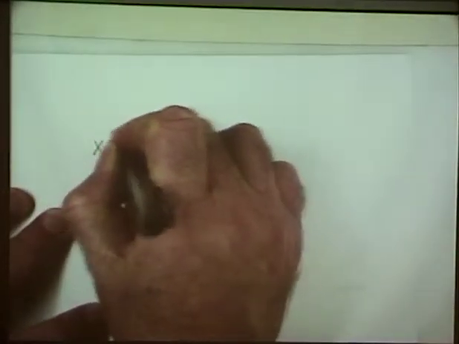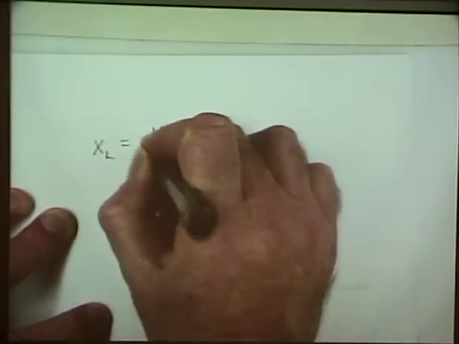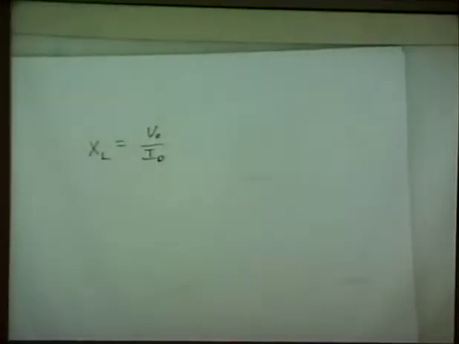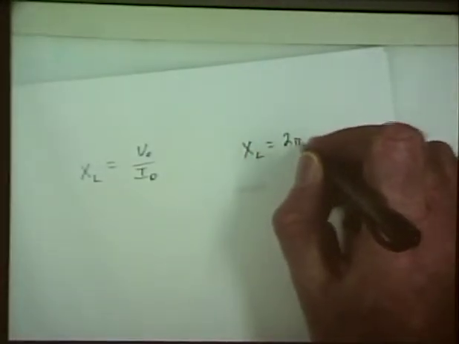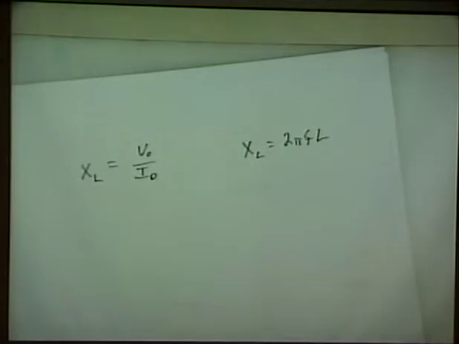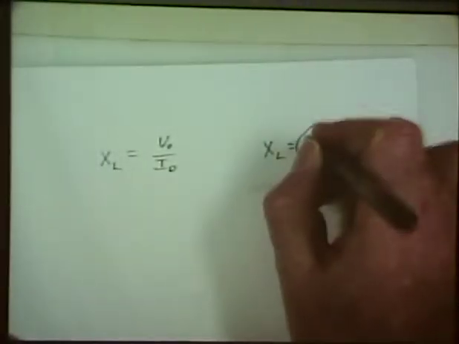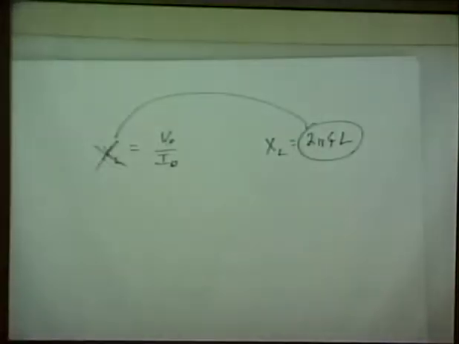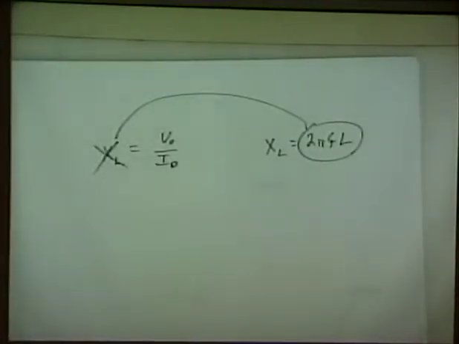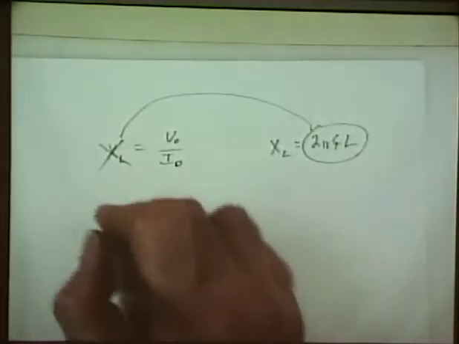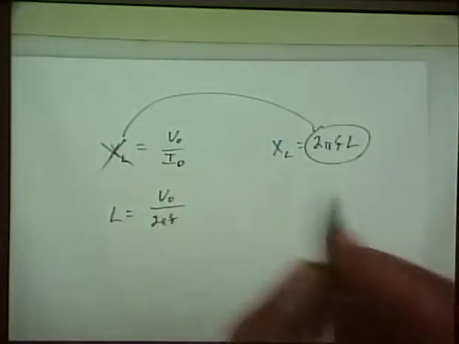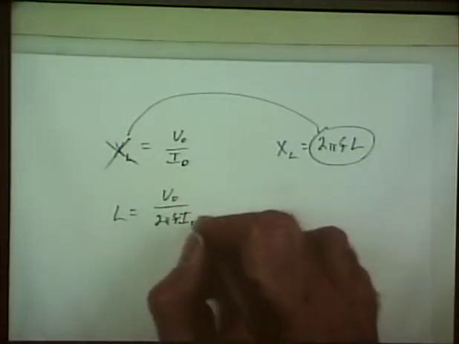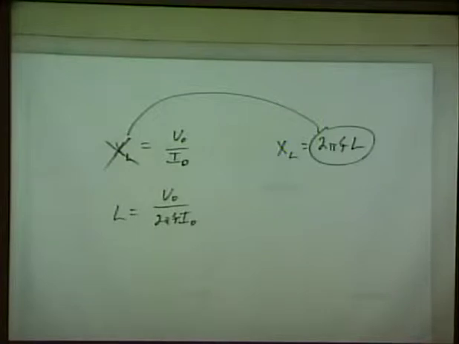XL equals V naught over I naught, and I know that XL equals 2 pi F times L, well, what do you think L is? How do we get L? We take this and stick it in there for that, and then do a little division, and I think you got it. So L would equal V naught over 2 pi times the frequency times I naught. And the most annoying thing is just having to type all that in.